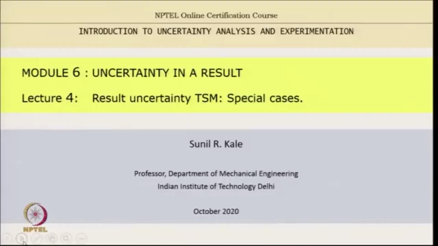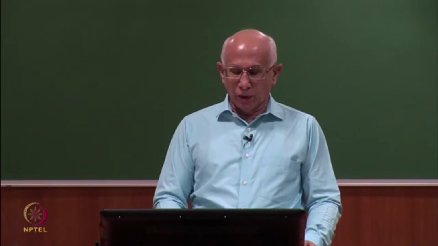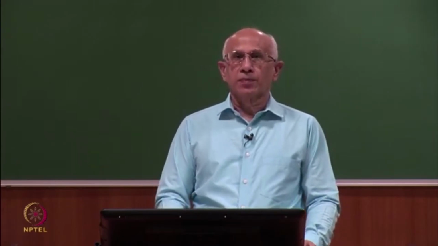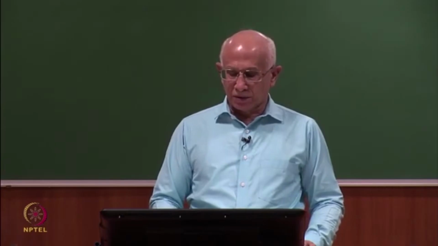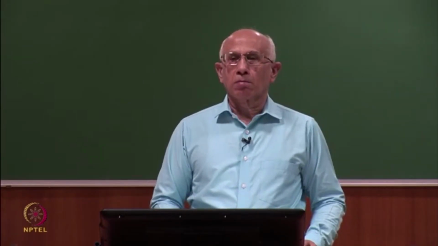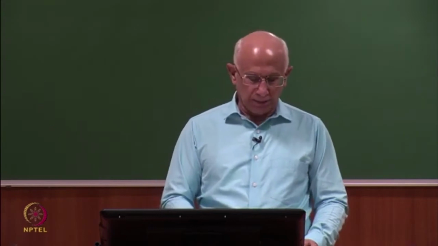Welcome to this course, Introduction to Uncertainty Analysis and Experimentation. This is the fourth lecture in module 6, which is on uncertainty in a result. We will look at result uncertainty from the Taylor series method and look at some special cases. At the end, we will also look at method 1 and method 2, a comparison.